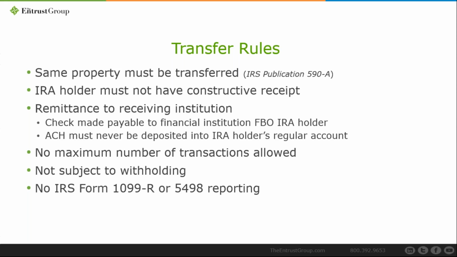All right. There's no maximum number of transfers that an individual can do. In other words, you can do as many transfers as you want. It is also not subject to withholding or reporting. Why is that? Because if you're just moving from one financial institution to another, the IRS has saved the paperwork. Most requests by taxpayers to move their IRA from one financial institution to another is really what we call a transfer.